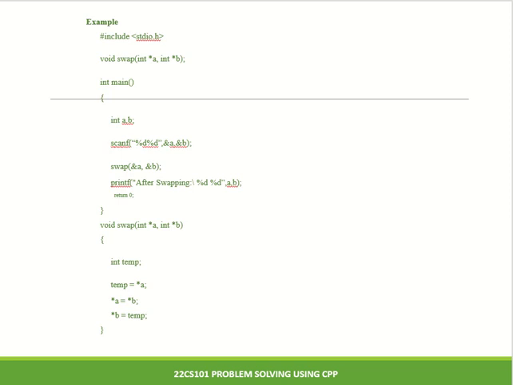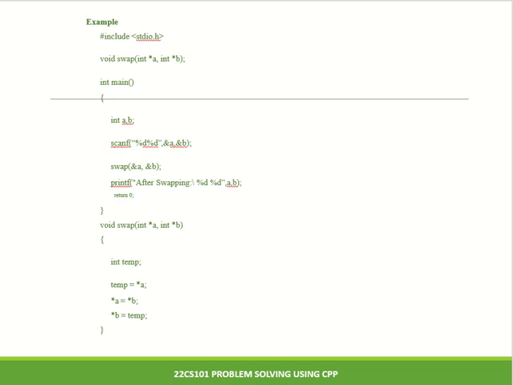First I am including the header file, then I am declaring one global function swap: void swap(int *a, int *b). Then I have my main function. Here I have two integer variables a and b, and I am getting the values through the scanf statement for a and b. Now I am calling the swap function, swap(&a, &b).